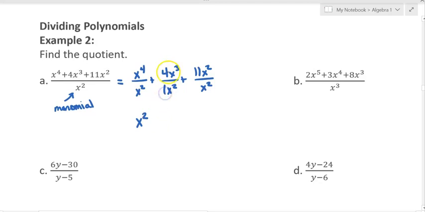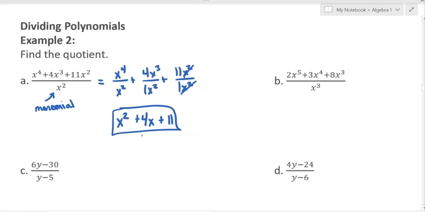Think of this like 4 divided by 1, that's 4. And then x cubed divided by x squared is x. Think of this as 11 divided by 1, that's 11. And x squared over x squared cancels out. So this is our answer.